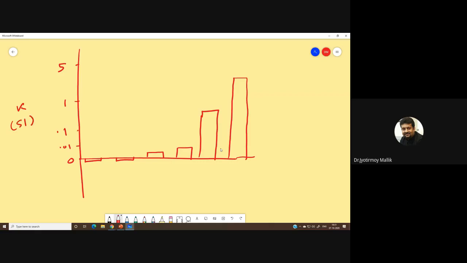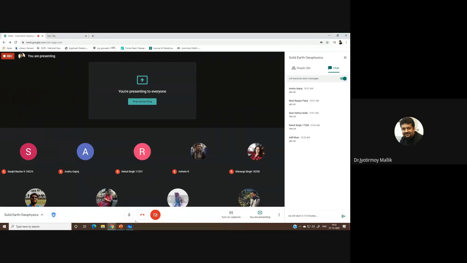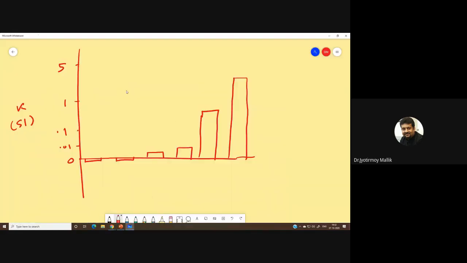This is K also in SI units. Now, if I tell you that one of them is quartz, which one do you think will be quartz? Can someone tell me? Just tell me one person, or which two or three could be quartz? Sir, the first or the second one?